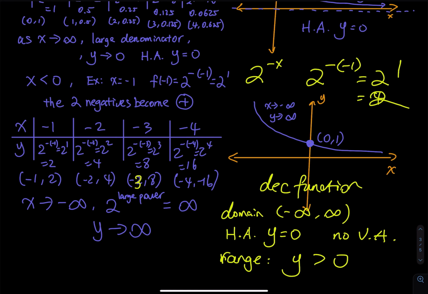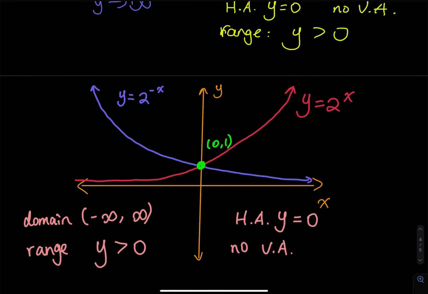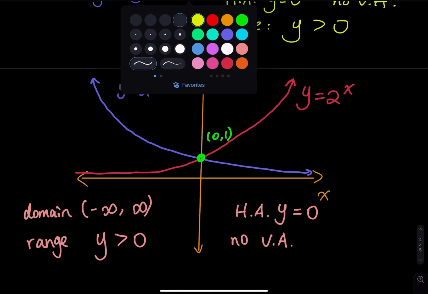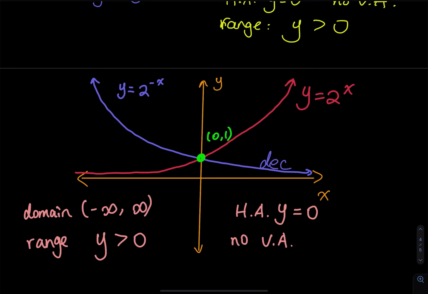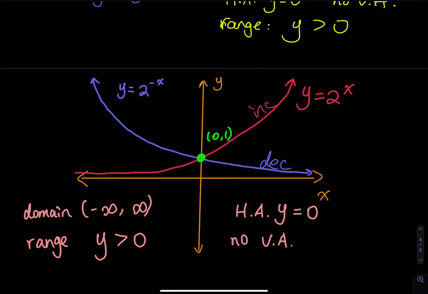All right? So if you put both functions on the same window, one for positive exponent and one for negative exponent, here is the comparison. The positive exponent is an increasing function, and the negative exponent is a decreasing function. For both functions, the domain is all real numbers, y is greater than 0, the horizontal asymptote is y equals 0, and there is no vertical asymptote. So that is the introduction to exponential functions.